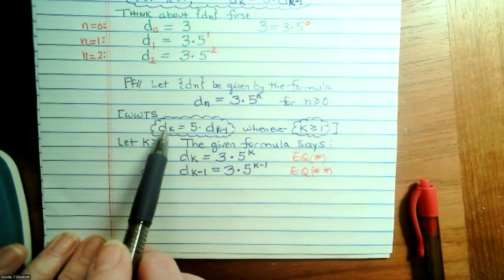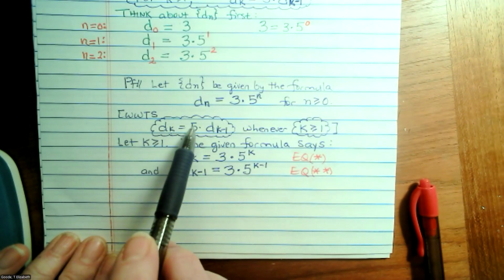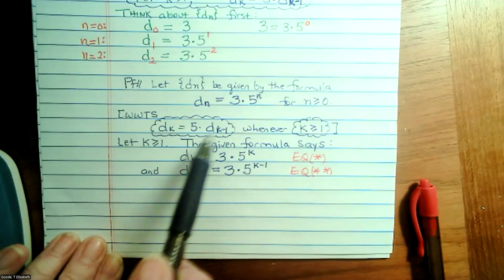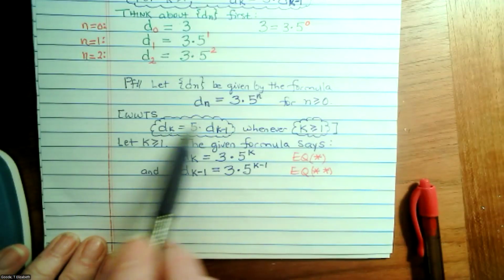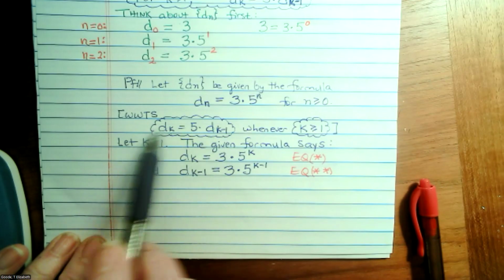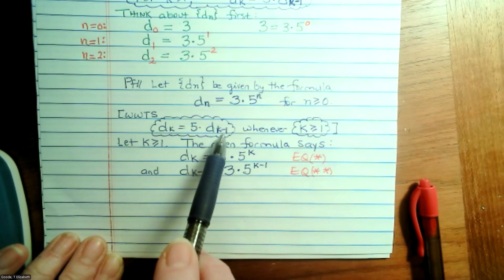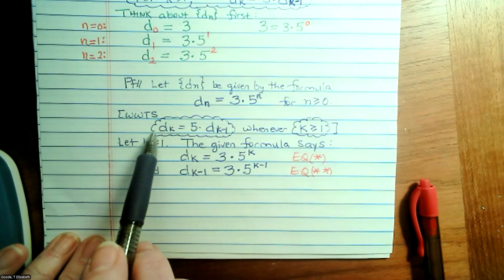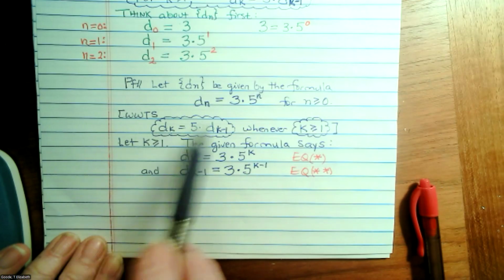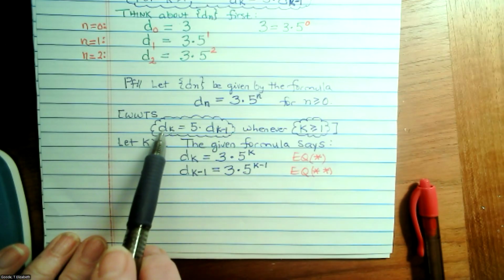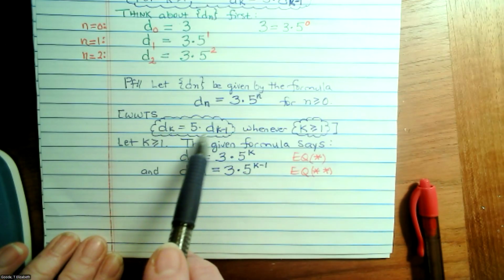We can start with d sub k and try to work on it until it looks like 5 times d sub k minus 1. Or since it's an equation, it doesn't really matter which side we start with. We could start with the right-hand side and work on it until it looks like d sub k, the left-hand side. See what I mean? We want to turn one of these sides into the other one.